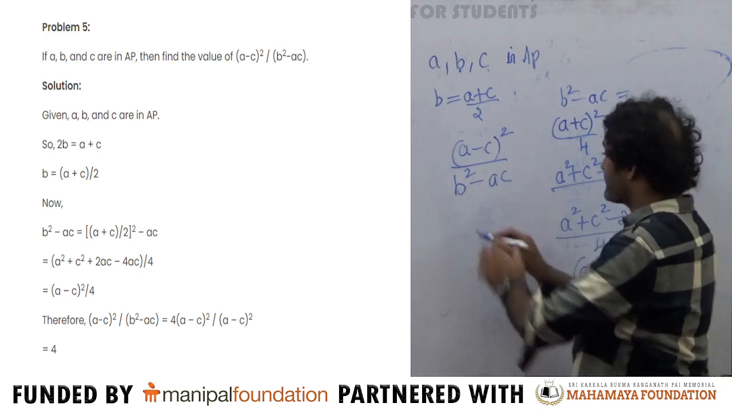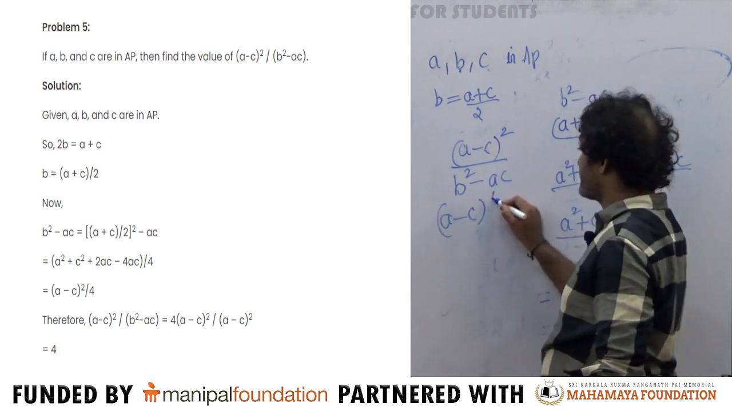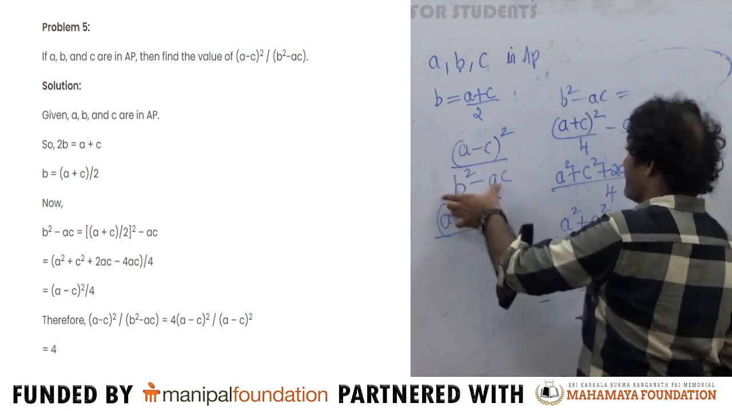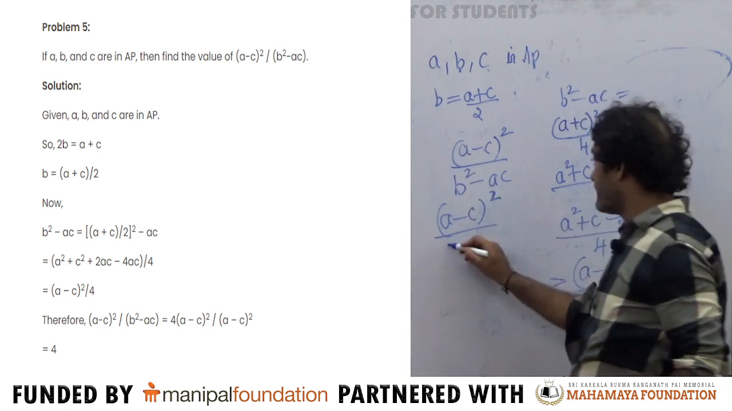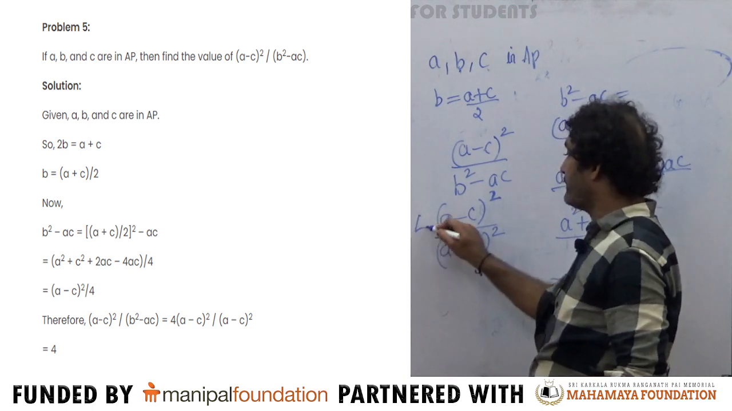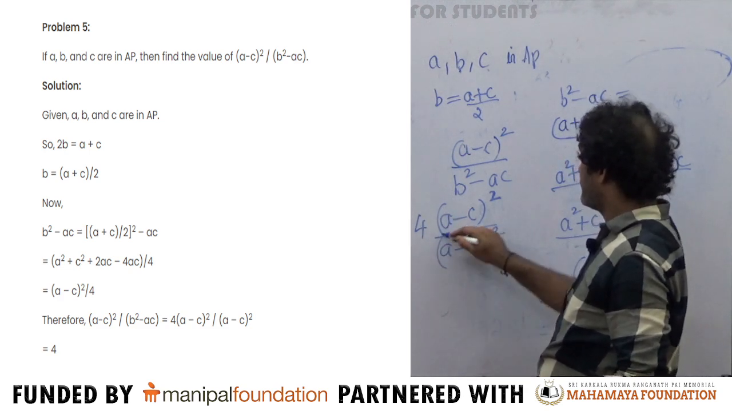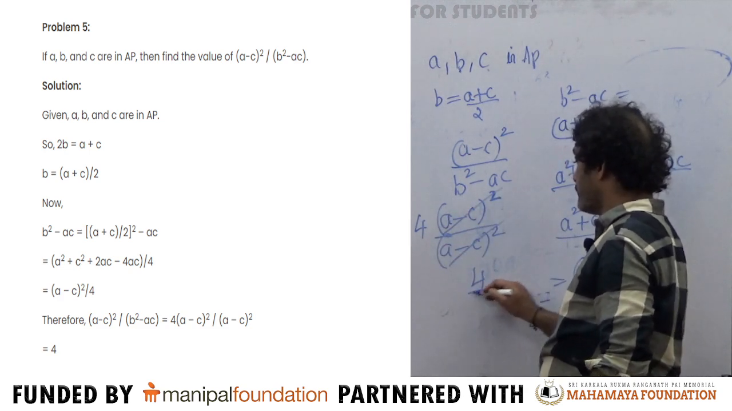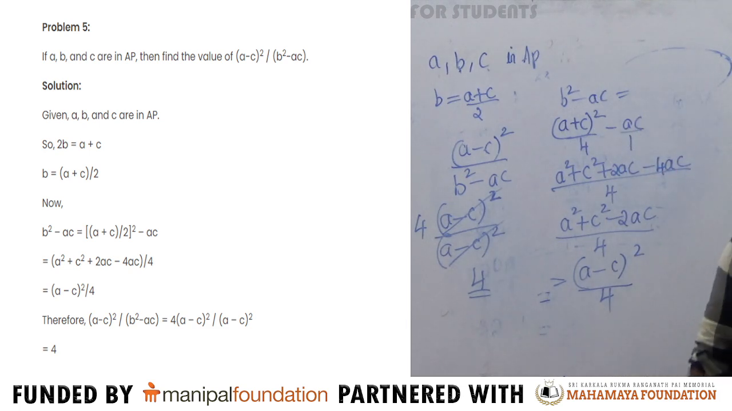So instead of this (A minus C) the whole square, that's the numerator, by this one is almost alike, right? (A minus C) the whole square by 4, that 4 I'll put here. Does this and this cancel? So 4 will remain, done. So the answer is 4.